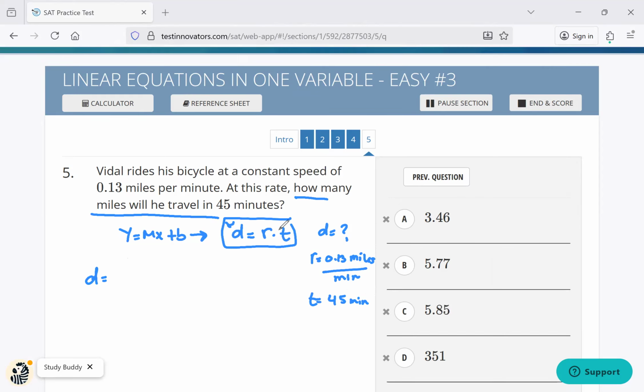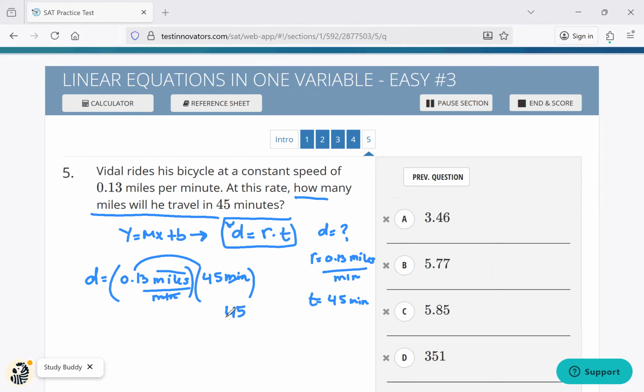So distance equals rate times time. So my rate is 0.3 miles per minute, and you'll see why I put the units, times the time, which is 45 minutes. As you can see, the minutes cancel, and then you're left with the miles. That's how you know you're doing it right, because it says how many miles, and your units are miles. So all you got to do is multiply 0.3 by 45.